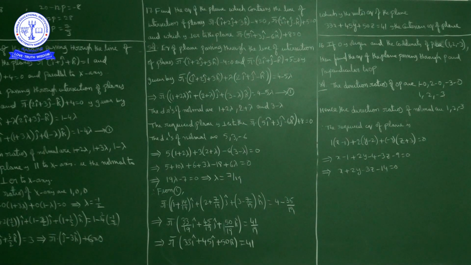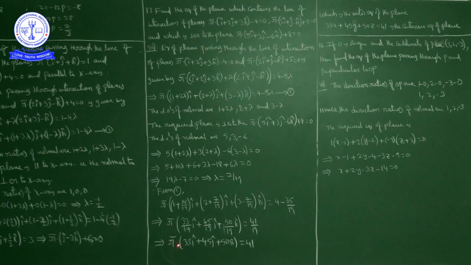Okay, so here after simplification, what do we have? R bar dot product with 33 by 19 i cap plus 45 by 19 j cap plus 50 by 19 k cap is equal to right hand side 41 by 19. Take LCM 19, cancel 19 on both sides, we will get the vector equation of plane as r bar dot product with 33 i cap plus 45 j cap plus 50 k cap is equal to 41. Okay, this is the vector equation of the plane.